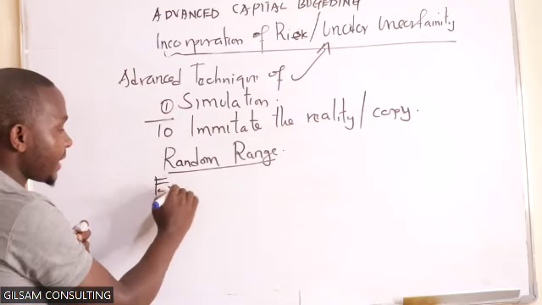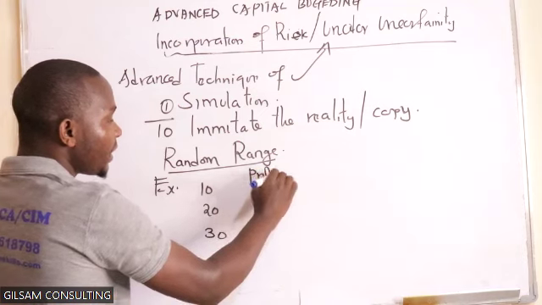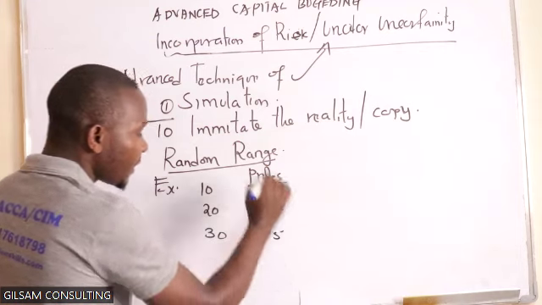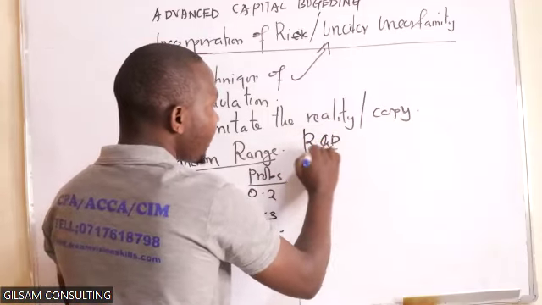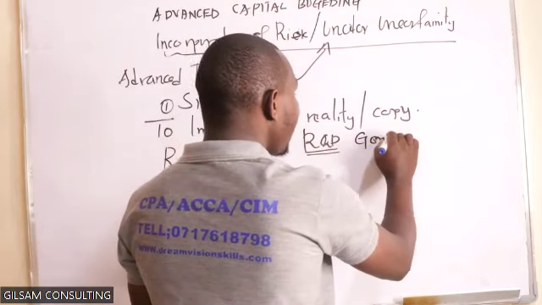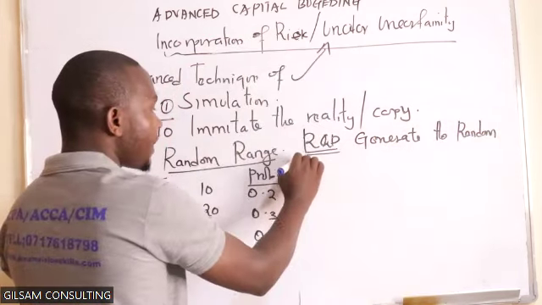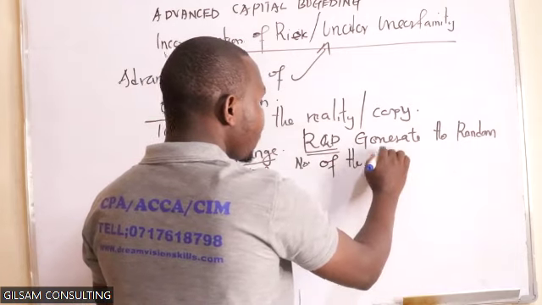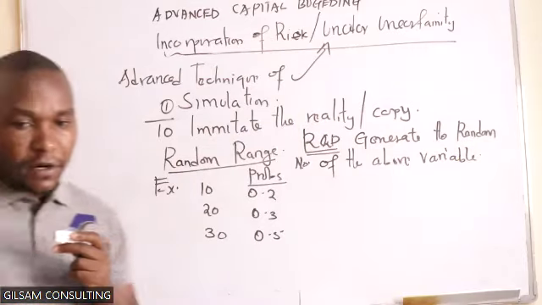Assuming we have an exercise here, which is running from 10, 20, 30, then we have the probabilities, which run 0.2, 0.3, and then 0.5. Those require us to generate the random numbers of the above variable.